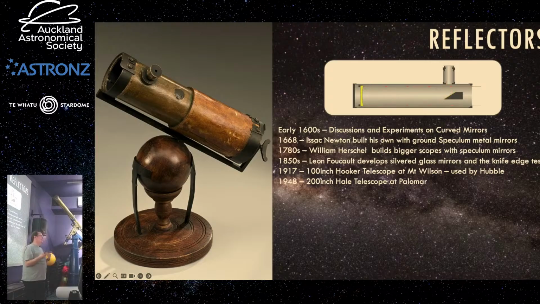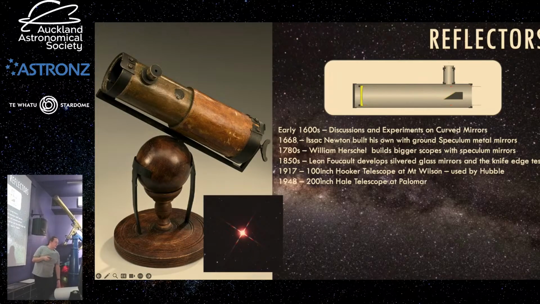So the light does not go through any glass. It goes straight to the silvered surface. That means you don't get any stray reflections and you don't get any issues with refraction. There are some negatives to the basic reflector type telescope.